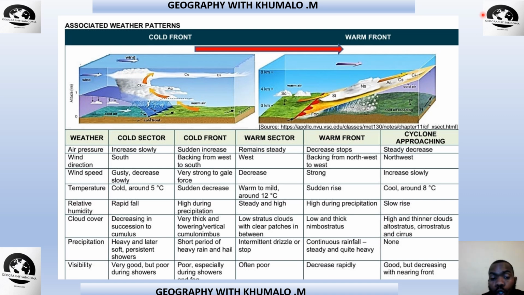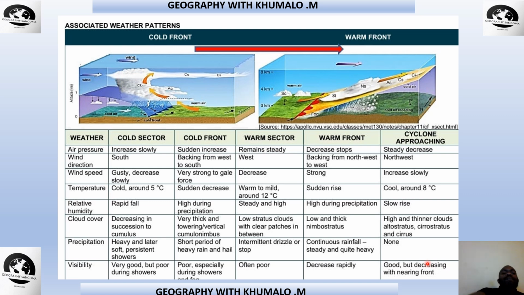So now I'm going to look at, as the cyclone is approaching, the air pressure steadily decreases, the wind direction changes to northwest, the wind speed increases slowly, the temperature cools around 8 degrees Celsius, there is a slow rise of relative humidity, and then cloud cover, high and thinner clouds, altostratus, cirrostratus, and cirrus clouds start to form. There is no precipitation as it approaches, and visibility is good but decreasing with the nearing front.